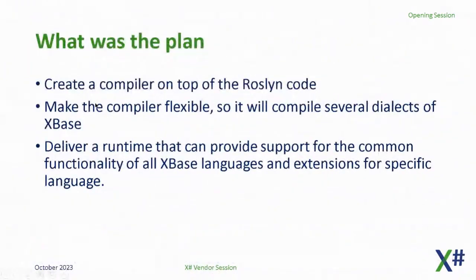So what was our plan? First, to create the compiler, and then to make the compiler flexible so we could compile several dialects of X-base. Because if you go back in time, the original X-base language had no facilities to create your own classes. So each of these different variations of X-base have invented their own syntax to create classes. And these are not all compatible.